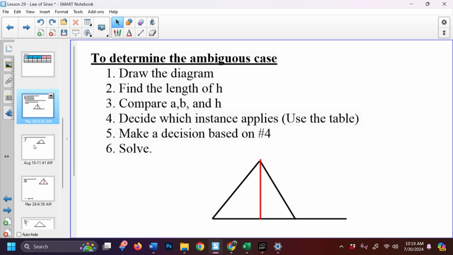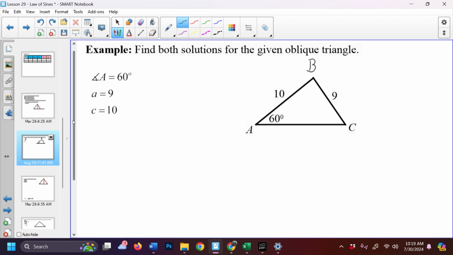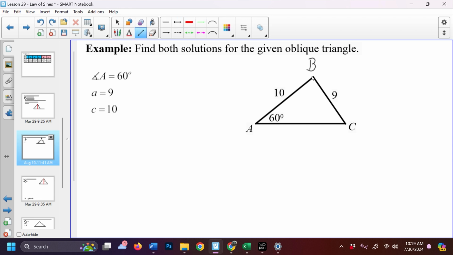So here I am doing an example where I absolutely know in advance that I am going to have two triangles, and I want to show you how to go about doing that. So here I have A, I have C, I have B up here, and this is going to be an instance where we have two solutions to this. And again, I want to figure out both of them. So the first thing that I want to do is find the length of this H right here.